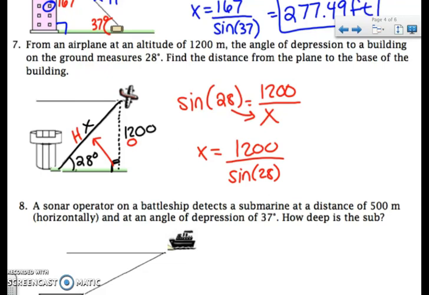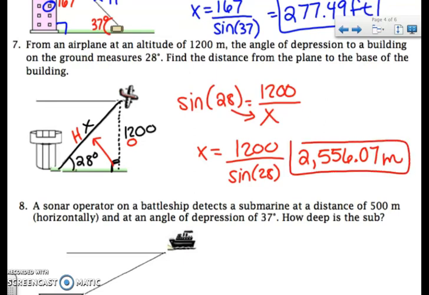So when I do 1,200 divided by sine of 28, you should get 2,556.07 meters. So that is how far it is from the plane to the base of the building. Okay.